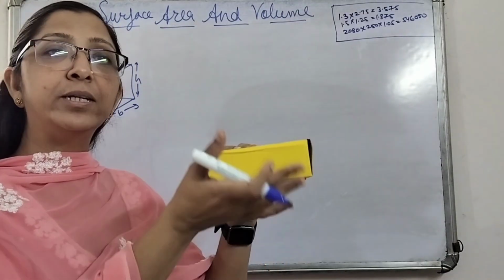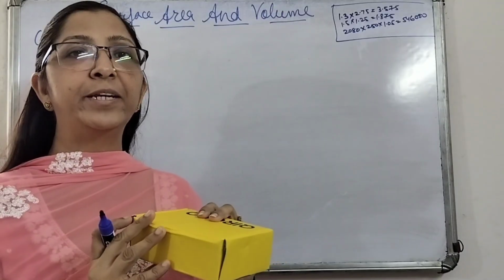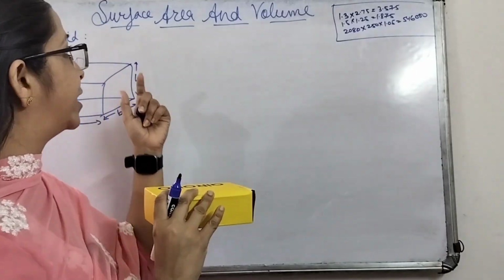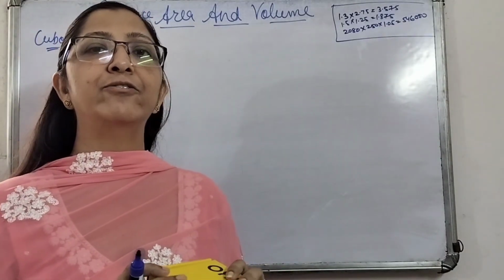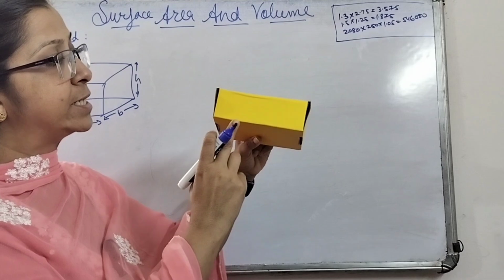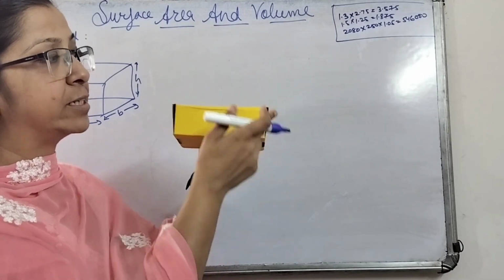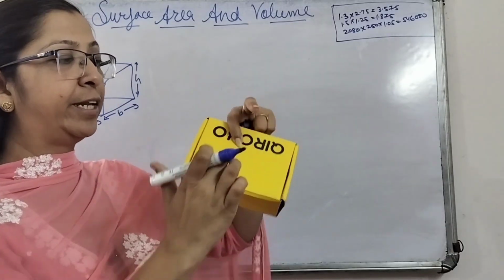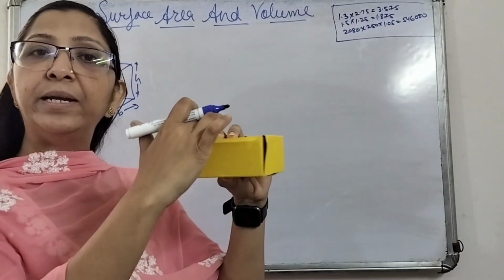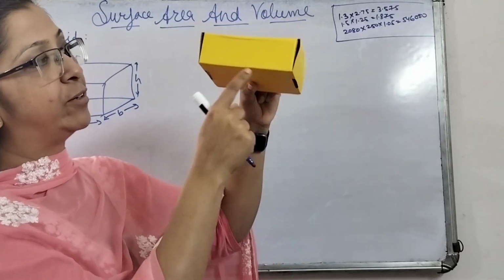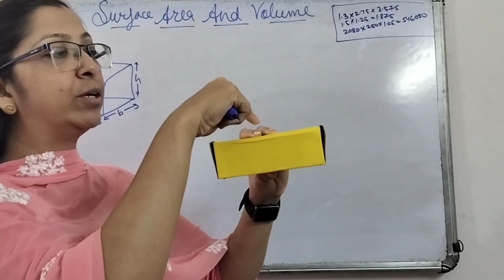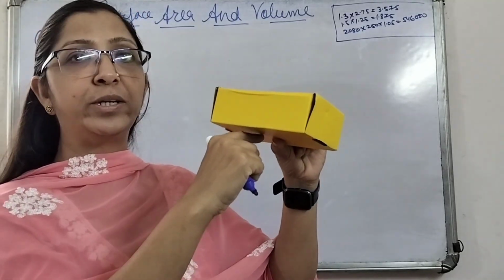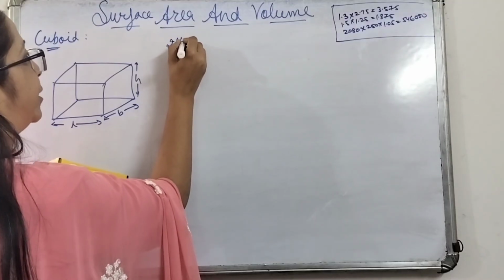So if we want to cover this box, then whatever area of paper will be required, that will be the surface area, and we call it the total surface area of the cuboid. Now this is L, this is B, and this is H. So the area of this face will be L into B. Area of the uppermost face will be L into B. So the area of the uppermost and the bottommost face will be L into B each. So L into B over here, L into B over here, so it will be 2 times L into B.